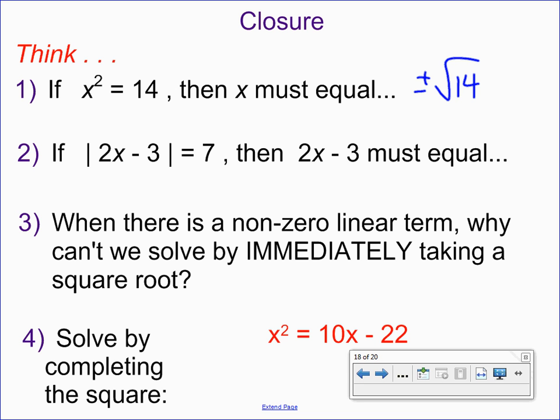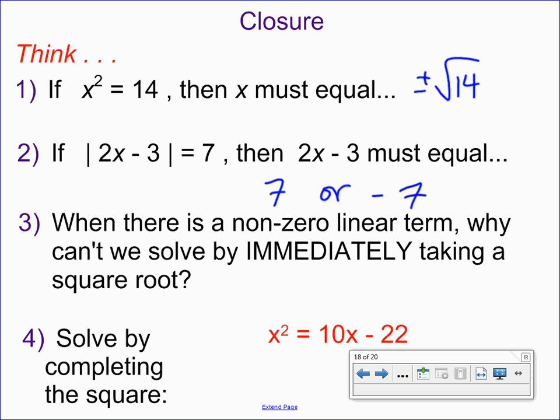Good job, you guys. If the absolute value of 2x minus 3 equals 7, then 2x minus 3 must equal, well, one of two things. Aren't there two numbers that are a given distance of 7 steps away from 0? Yes. One of them is 7, right? But what's the other one? Joe? Negative 7, absolutely. Raise your hand if you have 7 or negative 7.